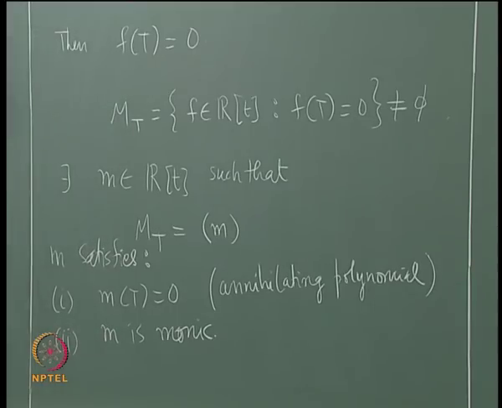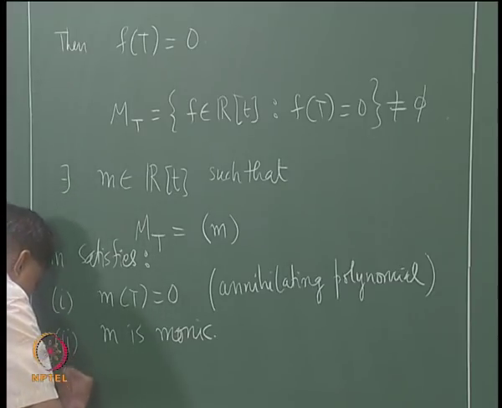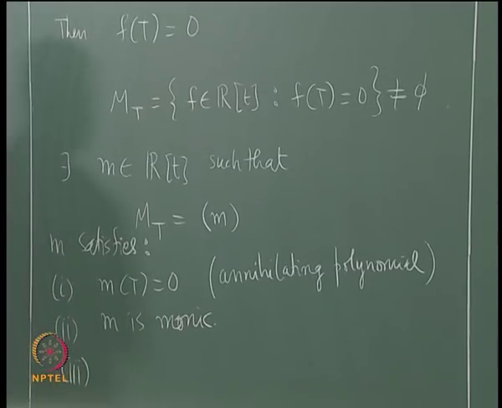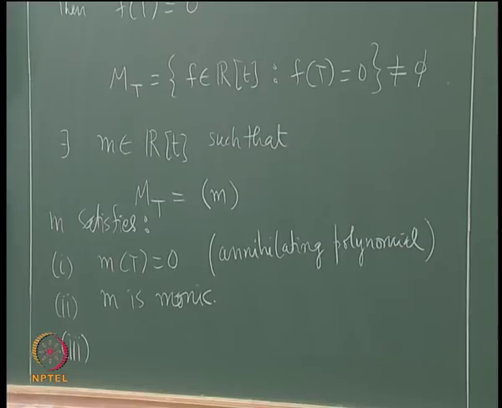Second property, m is monic. Monic means the coefficient of the highest degree is 1. Remember, if the coefficient of the highest degree is not 1, you can always divide by that coefficient and you will get it. So m is monic, that is another property. Property 3, we are calling it a minimal polynomial.